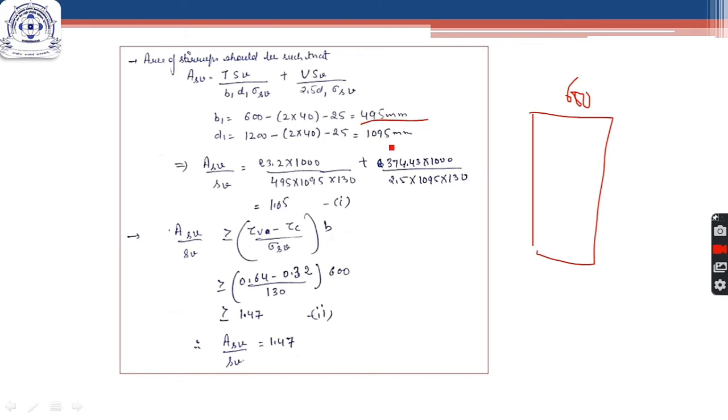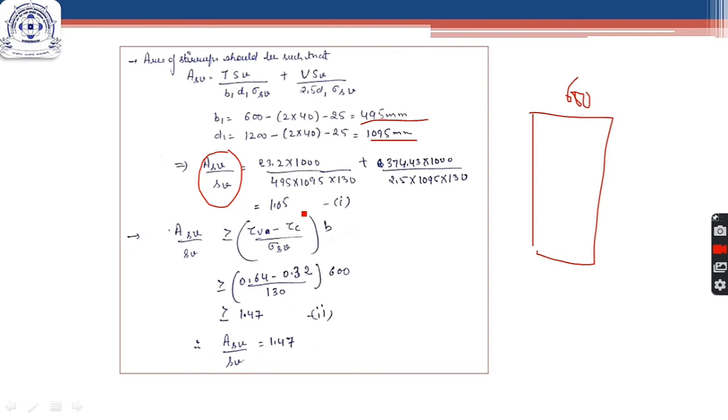So this is the B1, and similarly we are getting D1. Here ASV and SV both are unknown, so we find out this ratio, which is coming out to be 1.05. Also, as per IS code, ASV and SV should be greater than this particular value. So we find out the ASV upon SV ratio here and compare both these two.